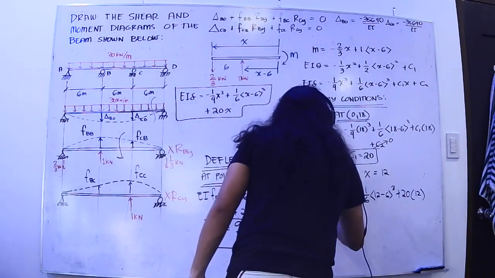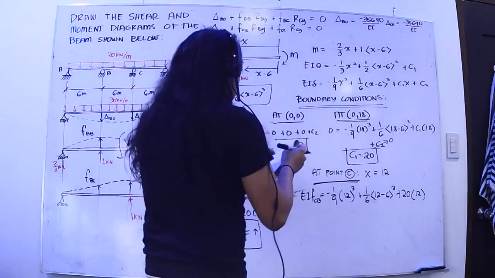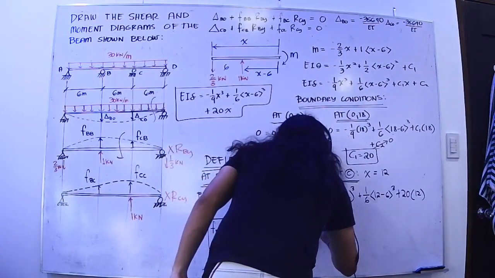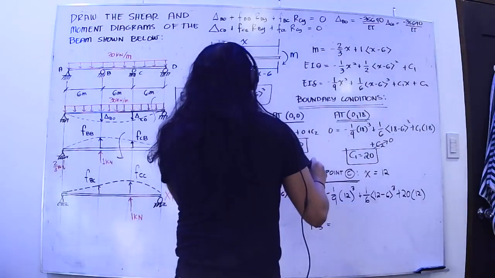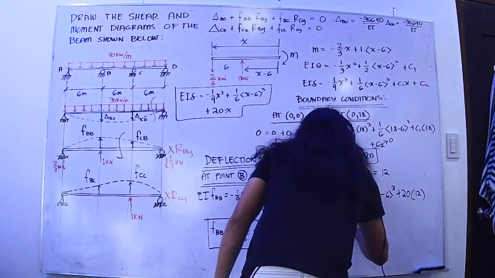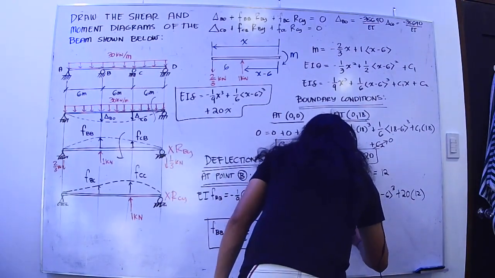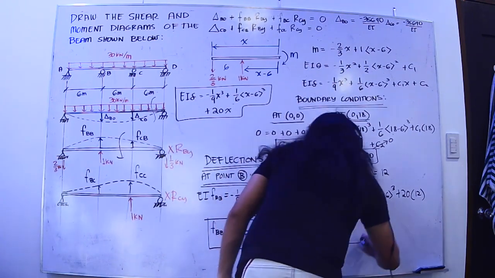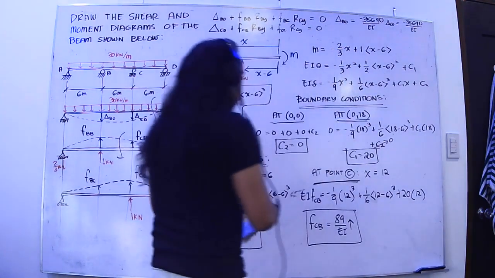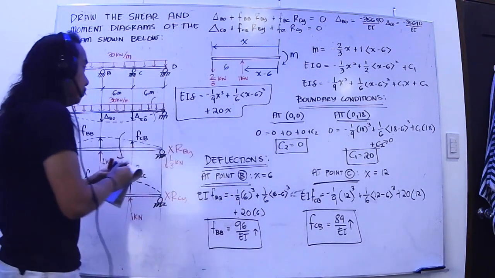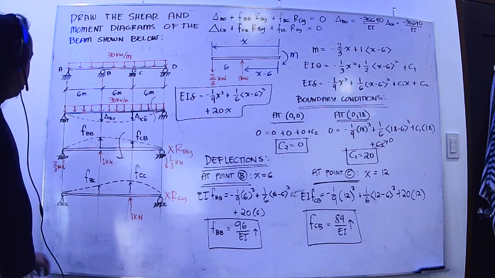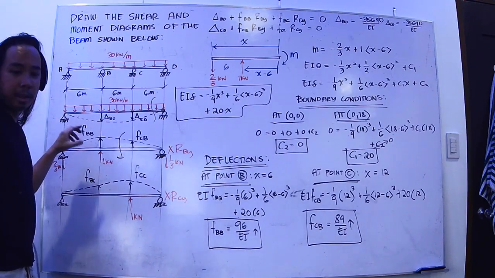FCB, which in their case RFCB would consequently be equal to 84 over EI, going up. Something like that. It only makes sense.